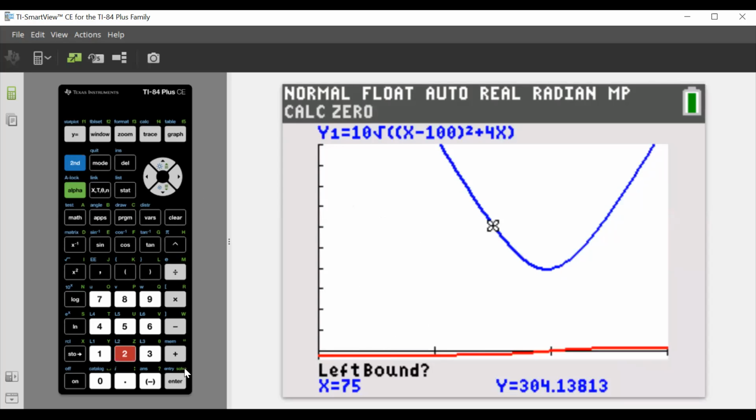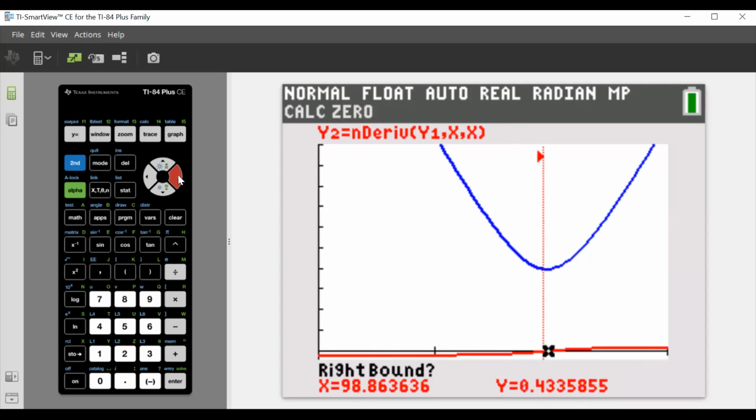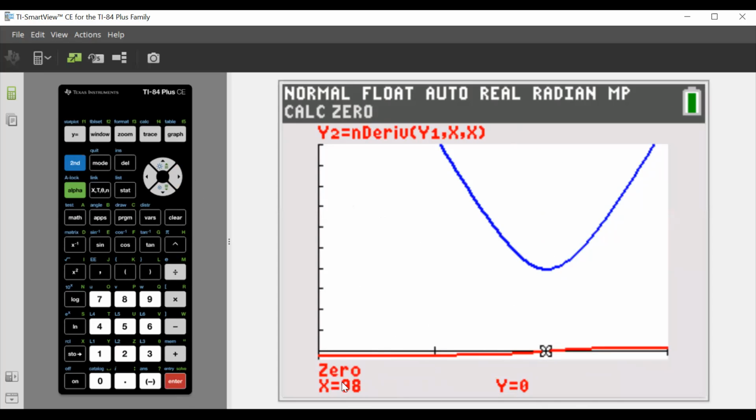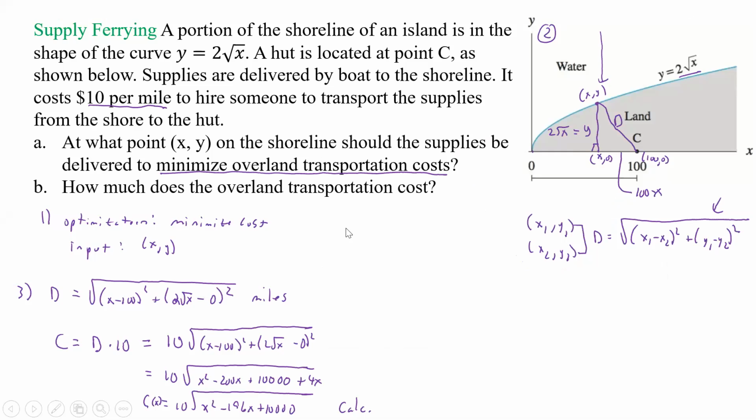So we'll go to 2nd calc, zero. Let's go down. Let's do that as our left. We can do that as our right. And so it looks like it crosses at x is 98. All right, so that helps us. And so we'll go back up here now, and it says x is equal to 98. So we found C prime of x equals 0, and we got x is 98.